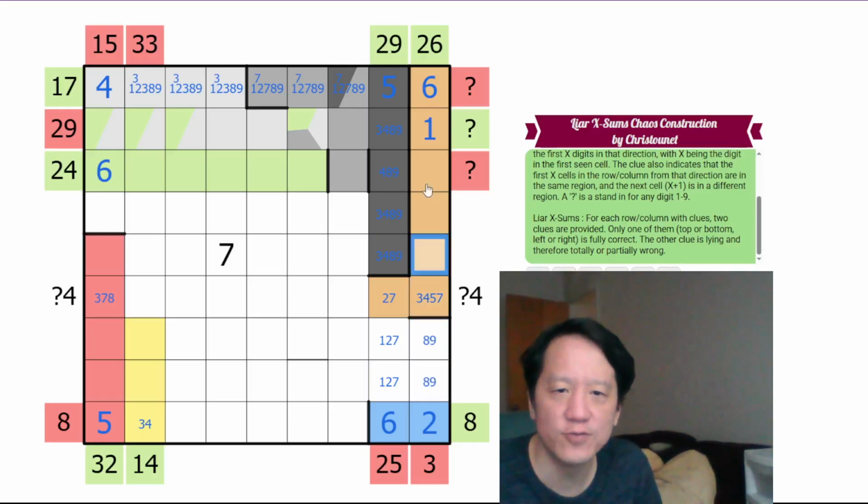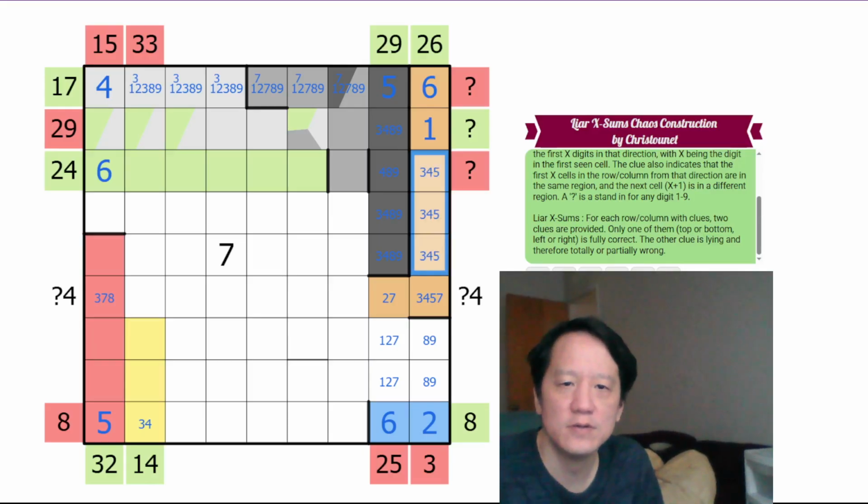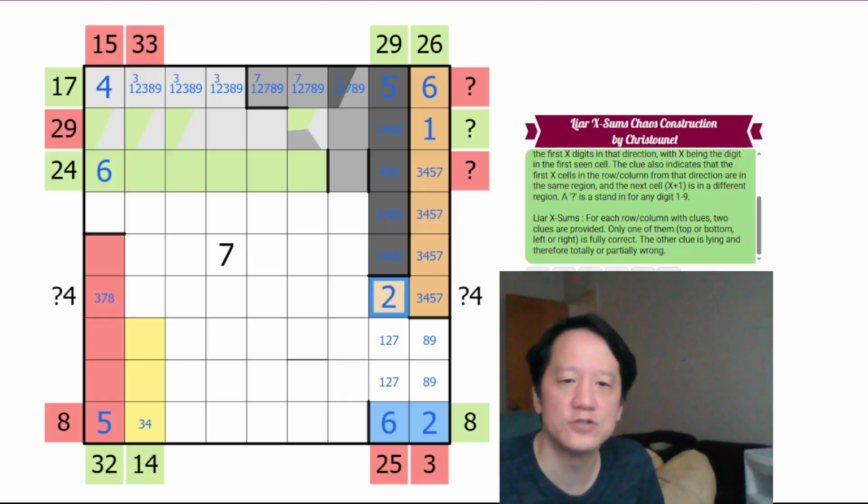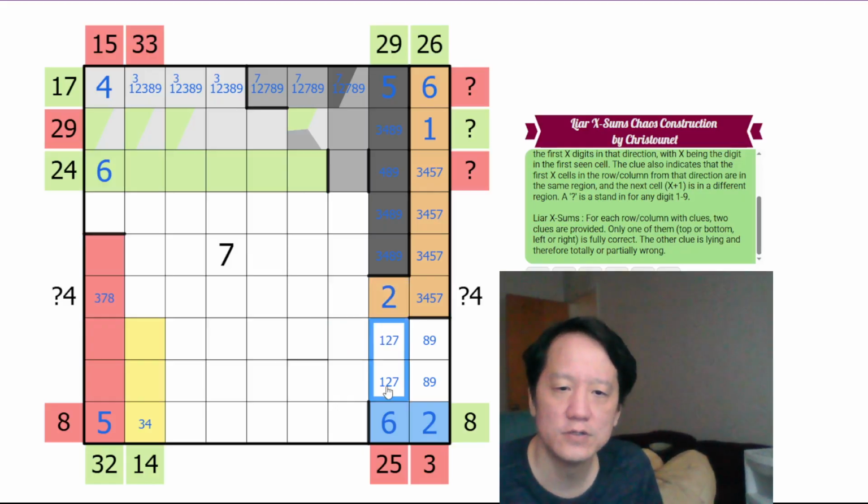So then this is 3, 4, 5, 7. Right? 1, 3, 4, 5, 6, 7. So 3, 4, 5 is 12. 1, 6, 7 is 14. That does add up to 26. So this is 8, 9. This can't be 7, so this is 2. So no 2 here.